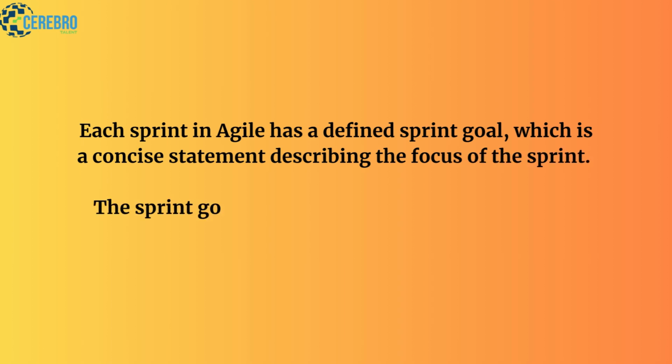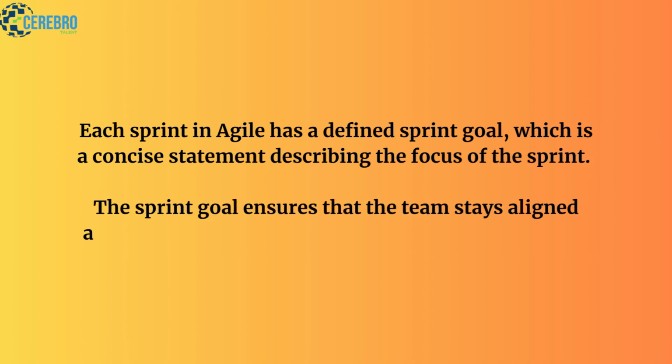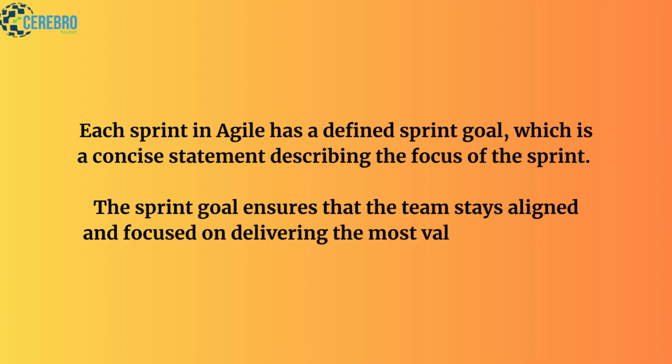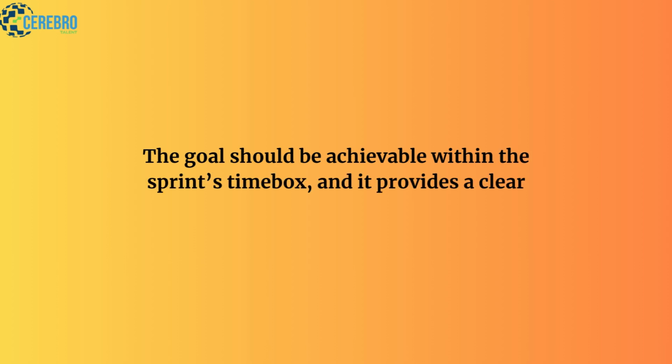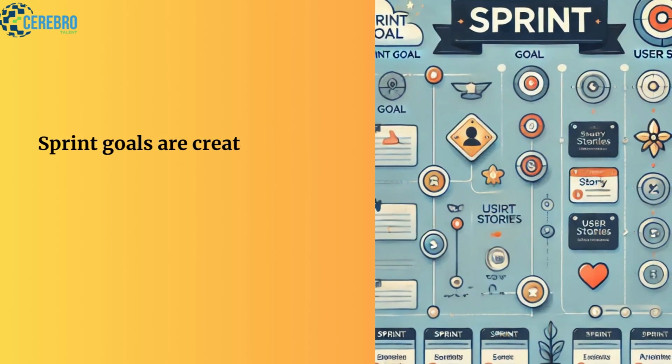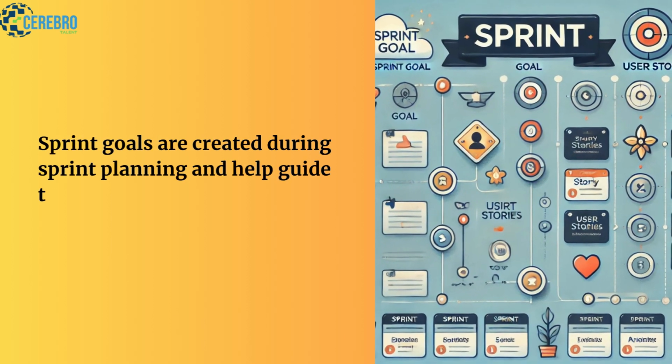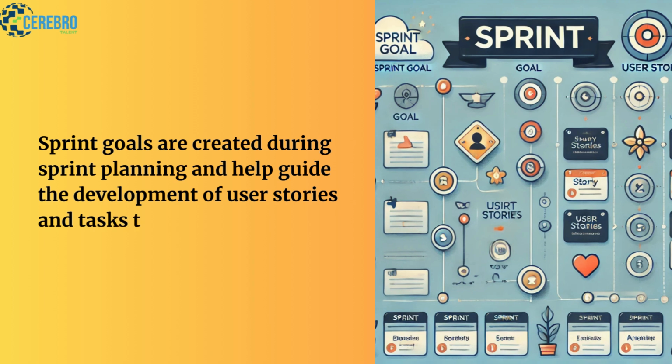Each sprint in Agile has a defined sprint goal, which is a concise statement describing the focus of the sprint. The sprint goal ensures that the team stays aligned and focused on delivering the most valuable features. The goal should be achievable within the sprint's time box, and it provides a clear direction for the team. Sprint goals are created during sprint planning and help guide the development of user stories and tasks throughout the sprint.